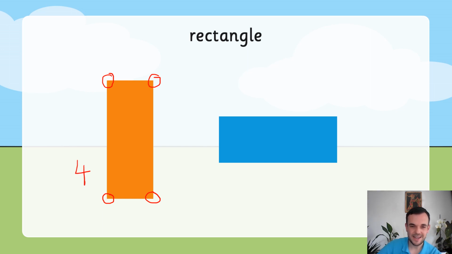Let's see the other rectangle. It should be the same. A corner here. A corner here. A corner here. And a corner here. That one's also got 4. So we can say that rectangles have 4 corners. 4 corners. You need to just remember that corners are the pointy bits of the shapes.